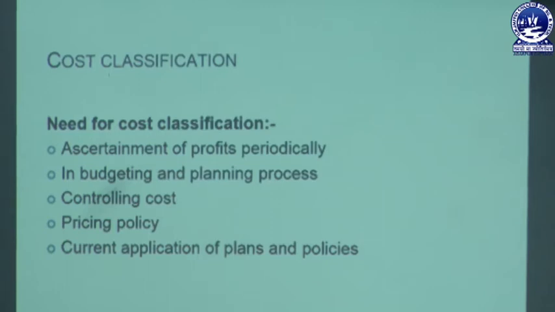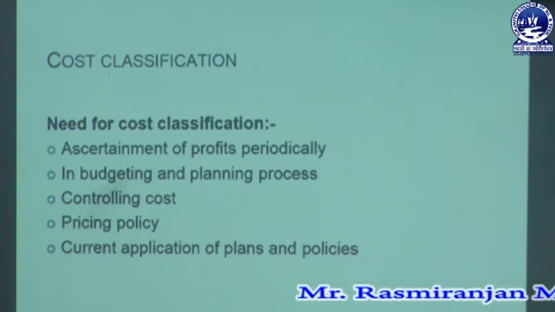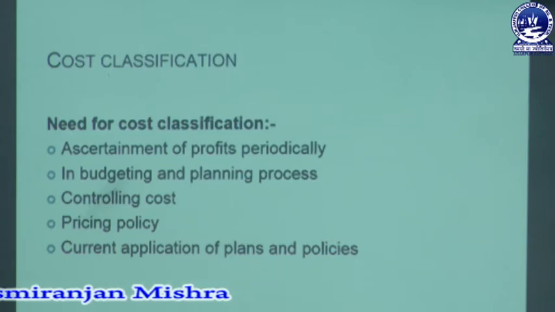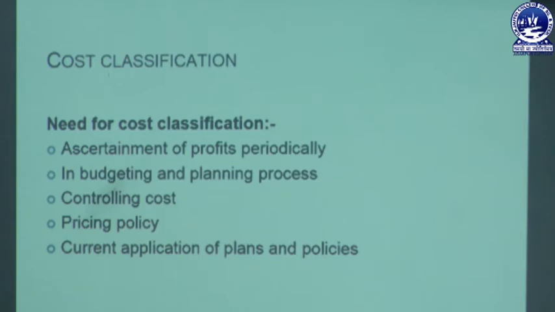Second one is the budgeting and planning process. Budget is a predetermined estimation or planning, that means thinking before doing. So before producing a product, we must make a plan, we have to make an estimation, we have to predetermine what cost will be incurred for producing a product, and that cost must be compared with the actual cost which is actually incurred to know the variation, and accordingly we have to take the steps. So there must be cost classification.